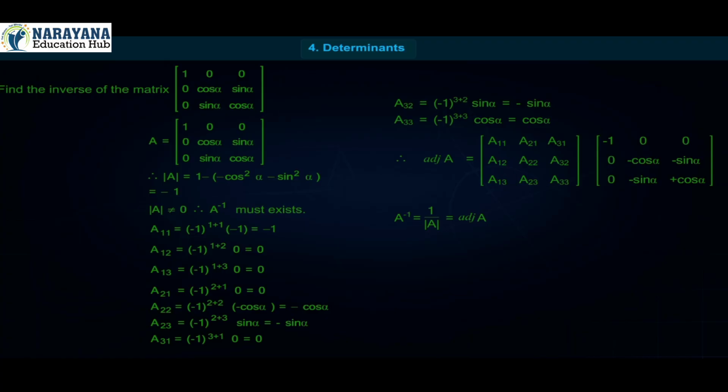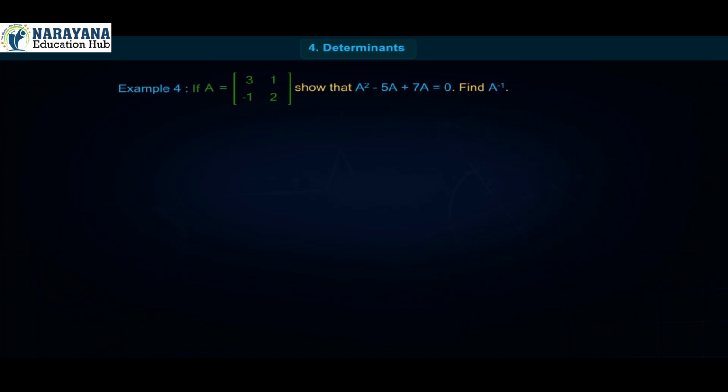A inverse is equal to 1 upon determinant of A into adjoint A is equal to -1 upon 1 into matrix [-1, 0, 0; 0, -cos alpha, -sin alpha; 0, -sin alpha, cos alpha] is equal to matrix [1, 0, 0; 0, cos alpha, sin alpha; 0, sin alpha, -cos alpha].